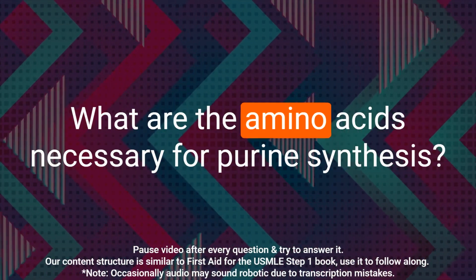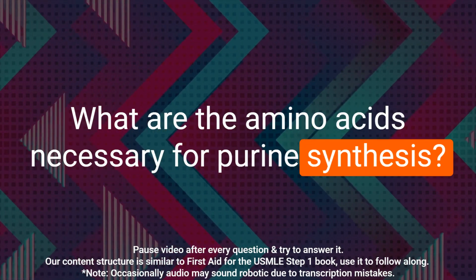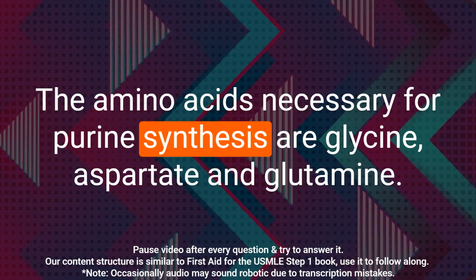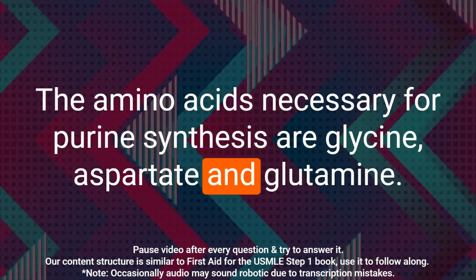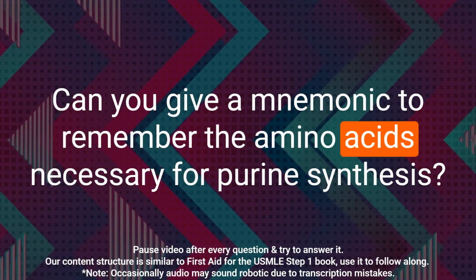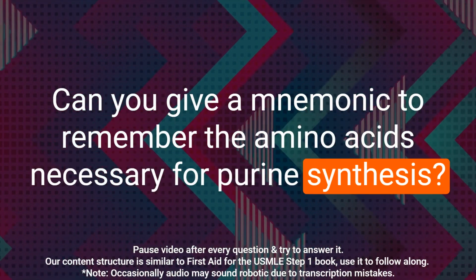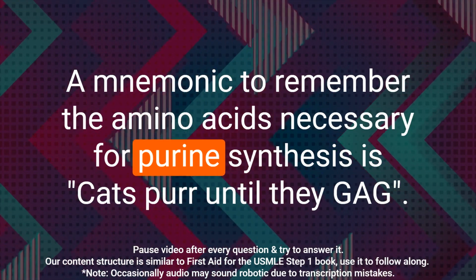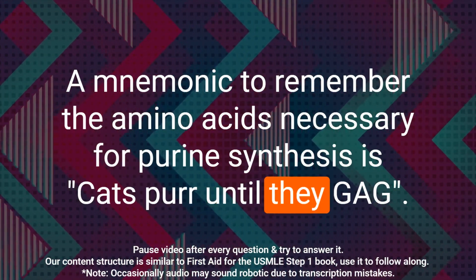Question: What are the amino acids necessary for purine synthesis? Answer: The amino acids necessary for purine synthesis are glycine, aspartate, and glutamine. Question: Can you give a mnemonic to remember the amino acids necessary for purine synthesis? Answer: A mnemonic to remember the amino acids necessary for purine synthesis is "cats purr until they gag."